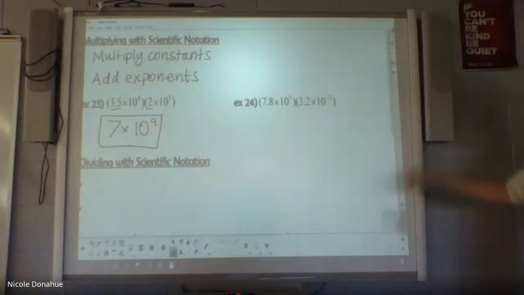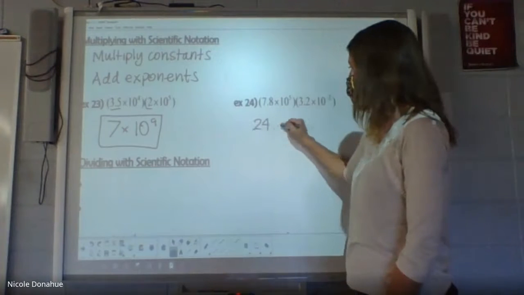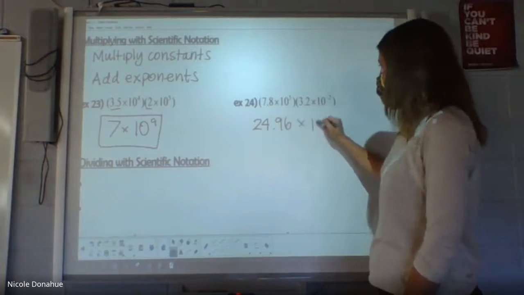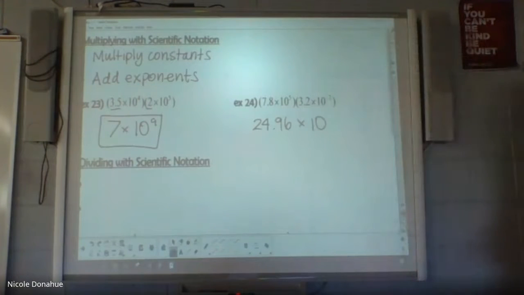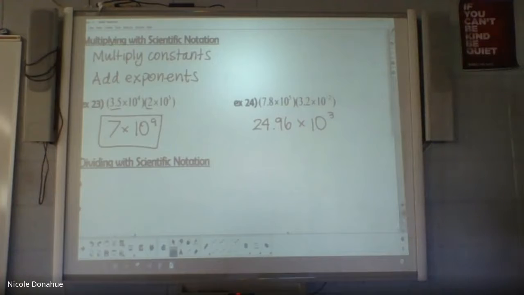Now the issue comes in when I multiply 7.8 times 3.2, and I get 24.96. It'll be times 10 to what power? The third, 5 minus 2. What's the issue with this, you guys? It's too big of a number. 24 is too big. If you spend $24 on lunch every day, I think your parents would freak out.